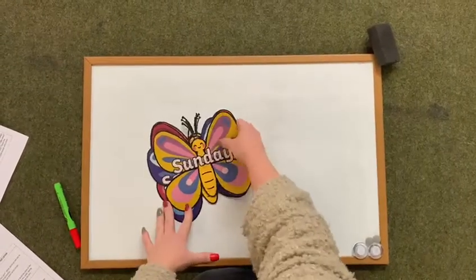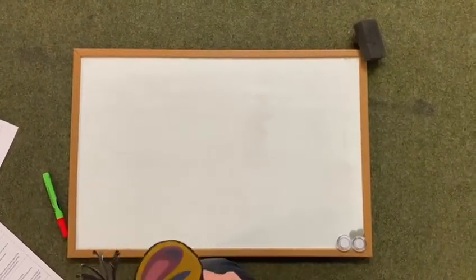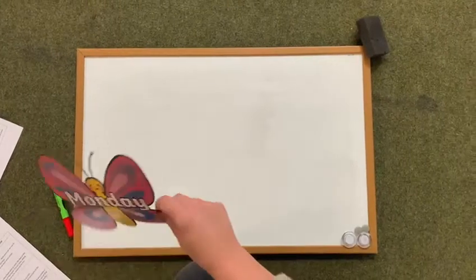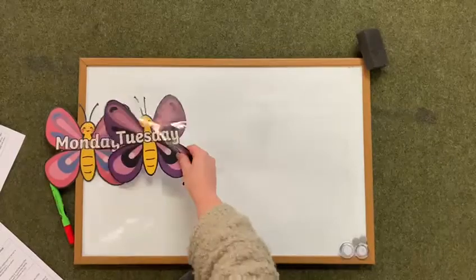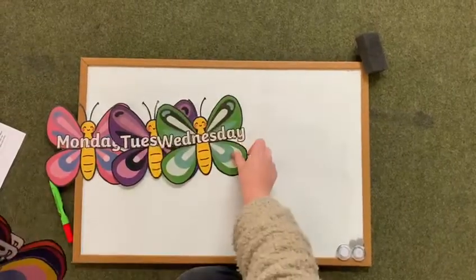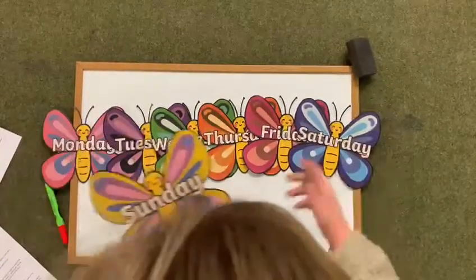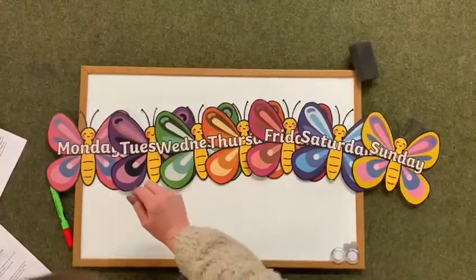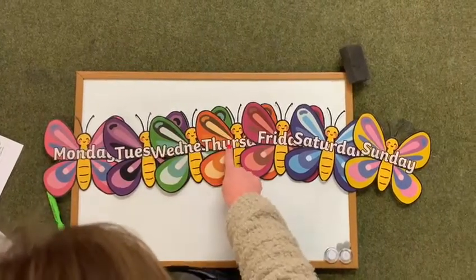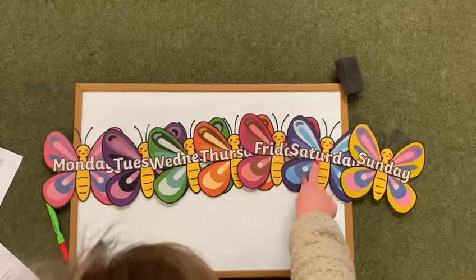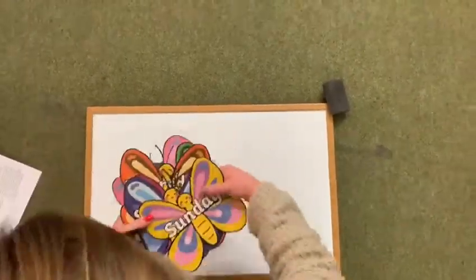Now, see if you can remember how many days of the week there are. So tell your grown-up how many days of the week there are. We have Monday, Tuesday, Wednesday, Thursday, Friday, Saturday, Sunday. Let's count them together. 1, 2, 3, 4, 5, 6, 7. There are 7 days in 1 week.